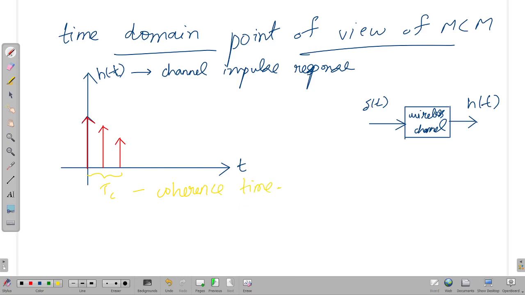Coherence time is the time over which the channel remains approximately constant. The channel doesn't vary with respect to time in this coherence time. After the coherence time, the channel may vary its characteristics, but during the coherence time, the channel is approximately constant. So that is the concept of coherence time.